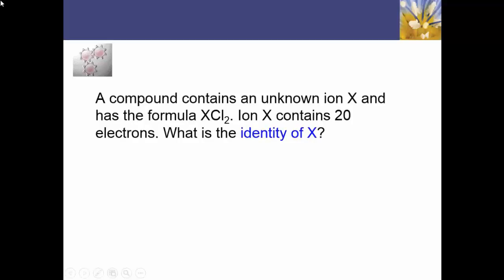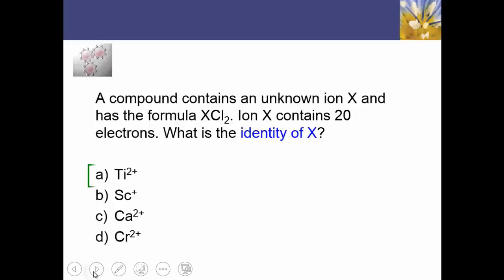It says a compound containing an unknown ion X has a chemical formula of XCl2. X contains 20 electrons. What is the identity of X? It gives us a couple choices here, so let's look at our choices. And we're going to see why this is our answer.